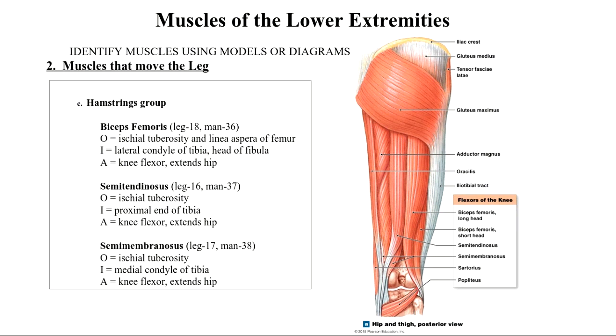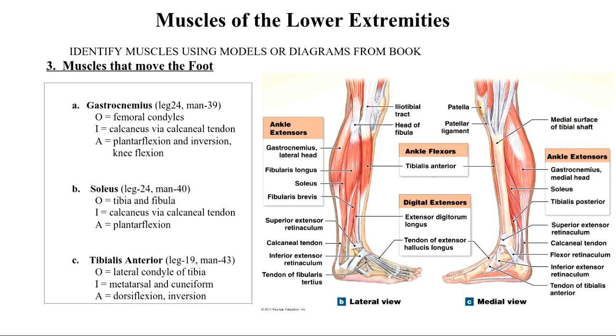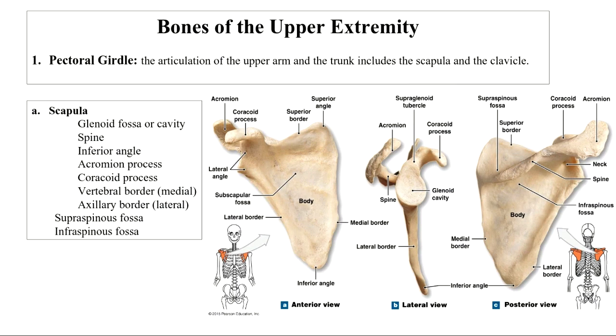Onto the hamstrings: biceps femoris, semitendinosus, semimembranosus. There's 3 on the back of the leg, which you can see very easily on this picture. And these are primarily knee flexors. Some are involved in hip extension also, but primarily knee flexors for the hamstrings. Move on to the muscles of the lower extremity, like the gastroc and soleus, tibialis anterior. You can see those for the most part in this image. You need action, origin, insertion as well. All right, so that's the lower extremity of the muscles.